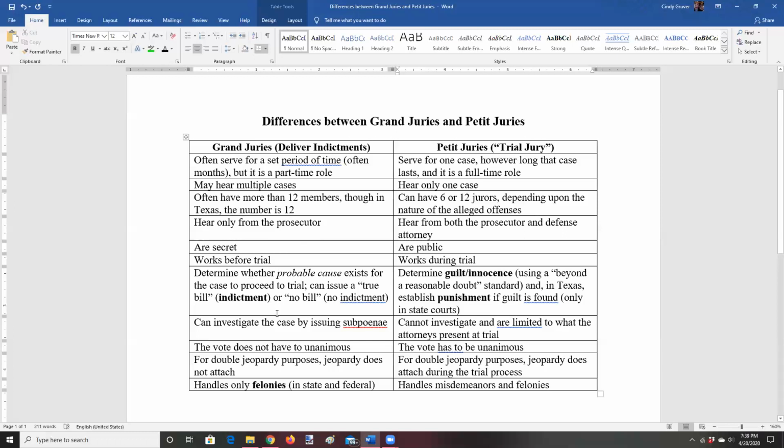Another reason why it's easy to get a grand jury to indict is that the vote doesn't have to be unanimous. I think in Texas it only needs 9 of the 12 grand jurors to vote to indict in order to have an indictment issue.